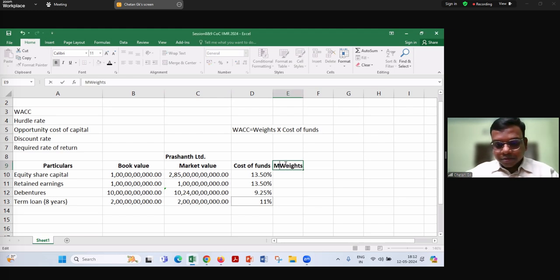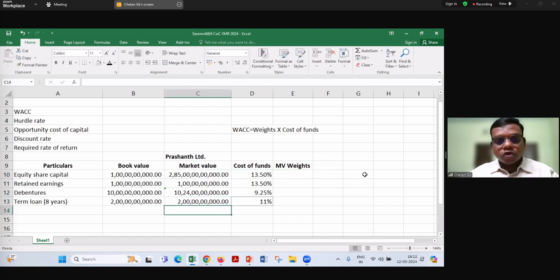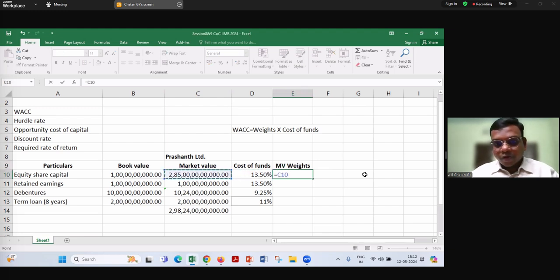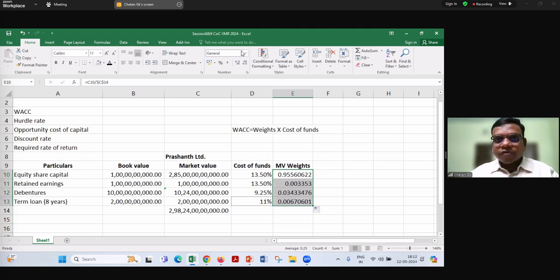Any doubts here, class? So now I compute the market value, because before that I should also compute the sum of this. This is the total market value of all the sorts of funds we can actually raise. So how to compute this market value weight now? This divided by what? This, and I fix it with F4 and press enter, and then I double click on it. I must have computed the market value weights.